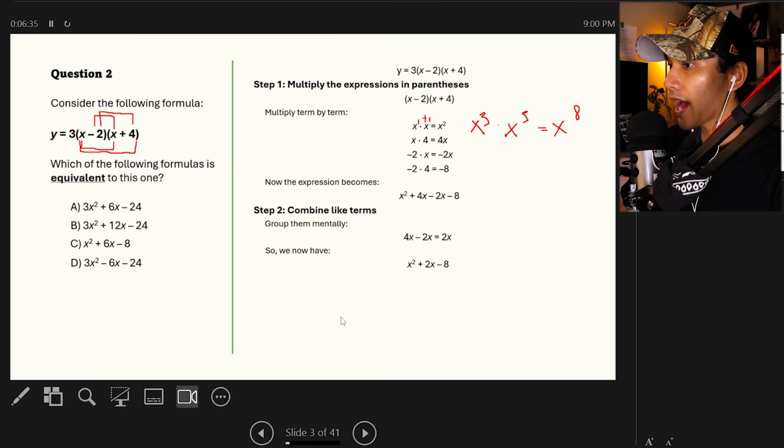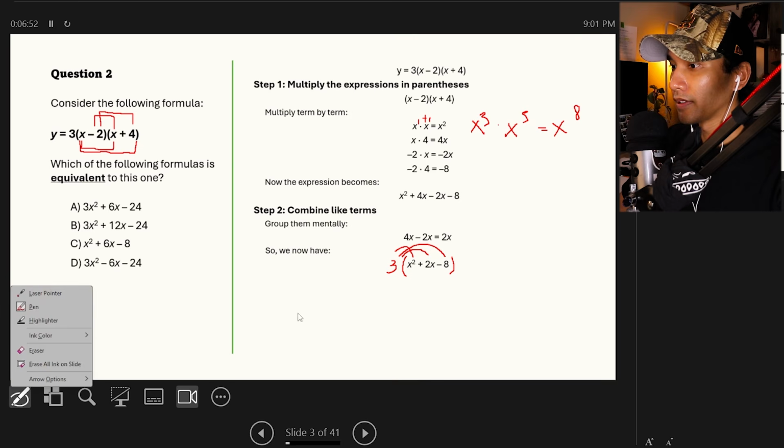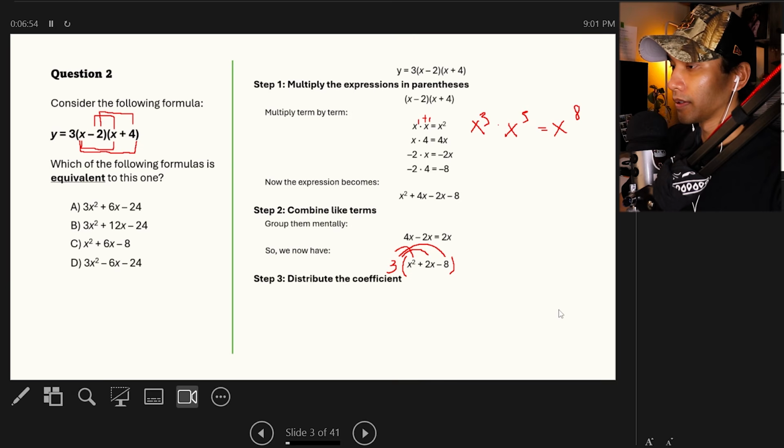Now we put this back, right? We put this back in parentheses, like mentally, and then with the 3. And then we do what we did on the last problem, and we distribute the 3. Okay? Distribute the coefficient, which is the 3. 3x squared, 6x minus 24.